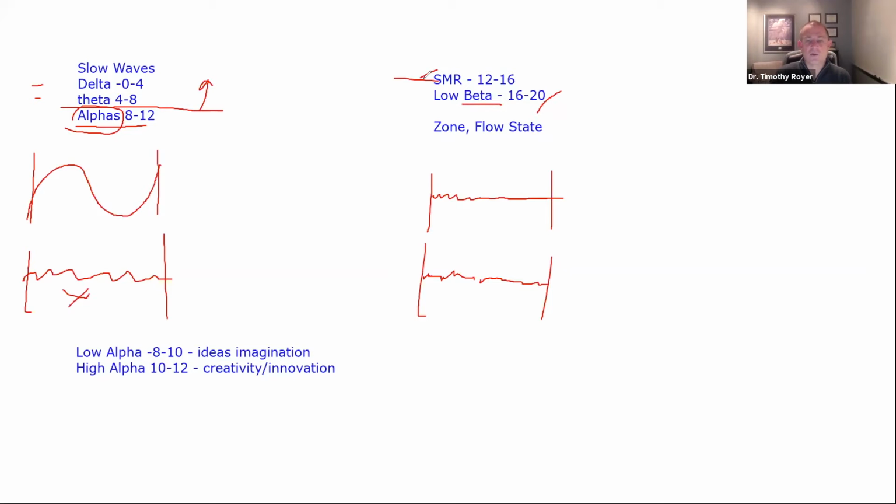Now, SMR was not discovered until later. It was originally seen as part of the main category, betas. So anything over 12 was considered beta. But a neurologist at UCLA found in the early 70s a unique set of brainwaves in the brain that he entitled SMR, or sensory motor rhythm.